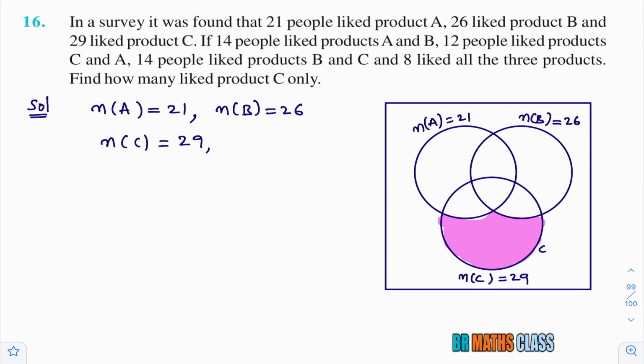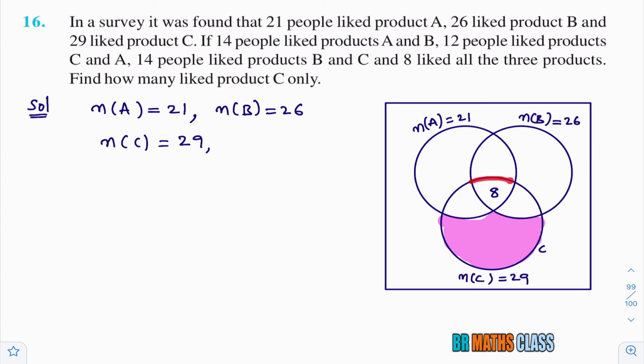For this, if you observe here, 8 liked all 3 products, they have given. 8 liked all 3 products. So first you write in this diagram 8 liked all 3 products. So this is the zone. It can be understood easily. This is the zone. In this zone, whoever are there, they like all 3 products. In the question they have given 8 liked all 3 products. This is important. Actually, to calculate this zone, I need this number as well as this number.